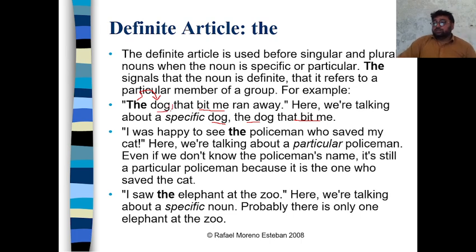Okay, I was happy to see the policeman who saved my cat. Now, because this is again a specific policeman, this is the one who saved my cat. Here we're talking about a particular policeman. Even if we don't know the policeman's name, it's still a particular policeman because it is the one who saved the cat. I saw the elephant at the zoo. Now we're talking about one elephant over here. It might be at the zoo, but it's a single elephant. Why? Because it might be a special one. Okay, here we're talking about a specific noun. Probably there's only one elephant at the zoo.